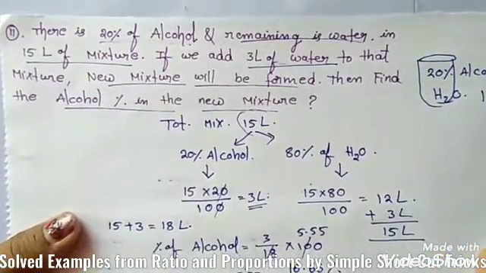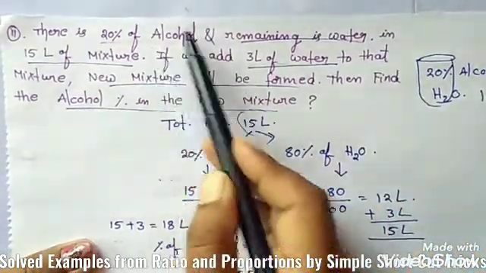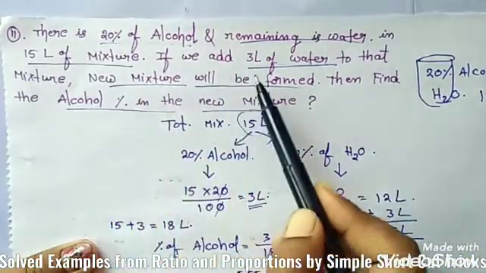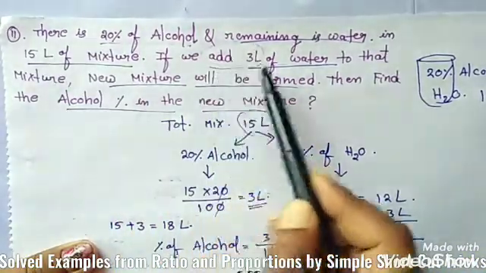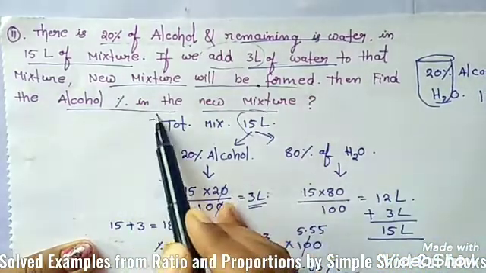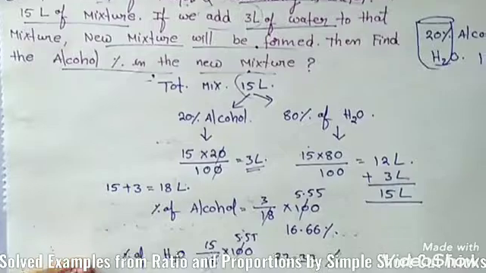So they have given 20% alcohol, the remaining they didn't give, and the total mixture also they have given. If you add 3 liters of water to that, then a new mixture will be formed, and then find the alcohol percentage in the new mixture. So this is the simple process.